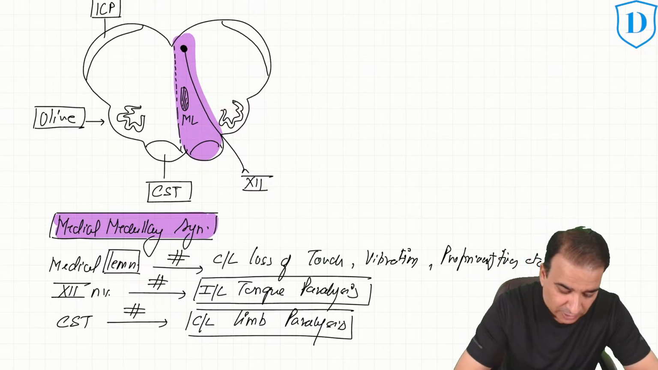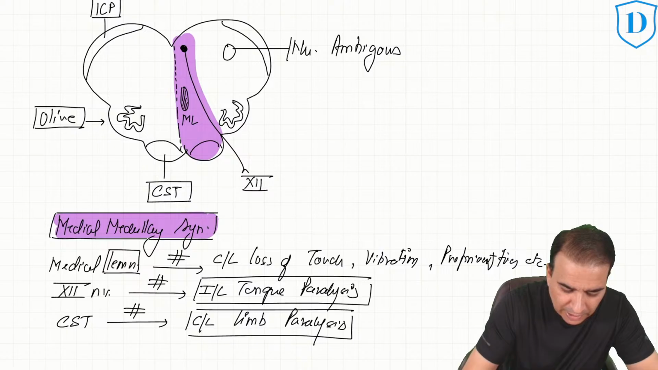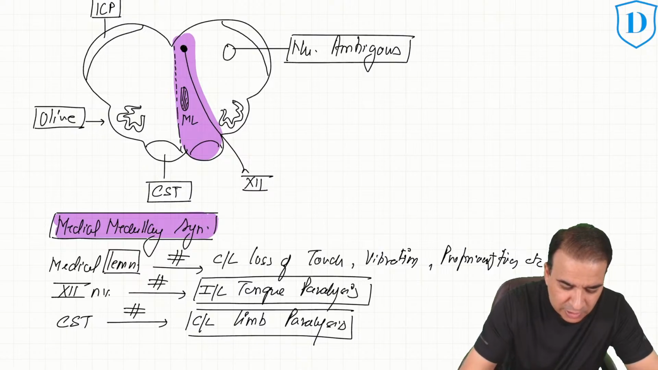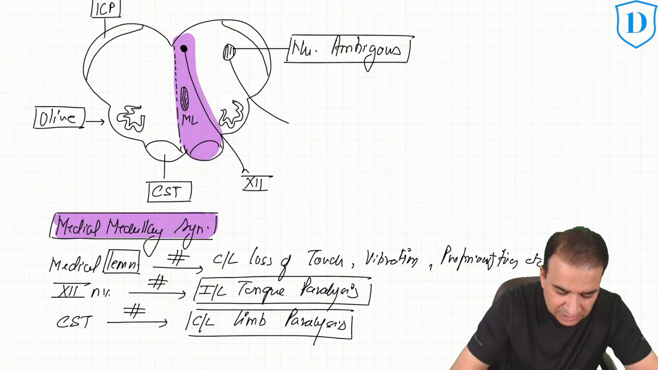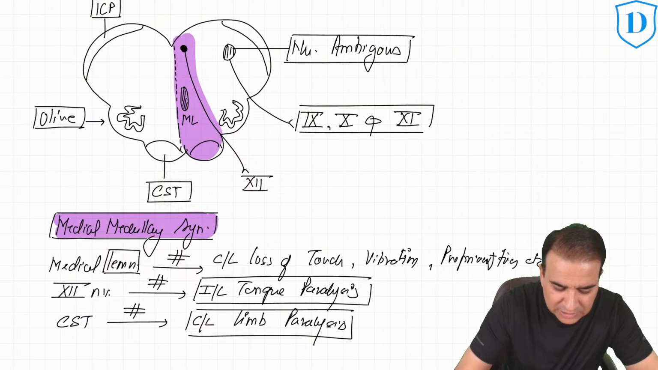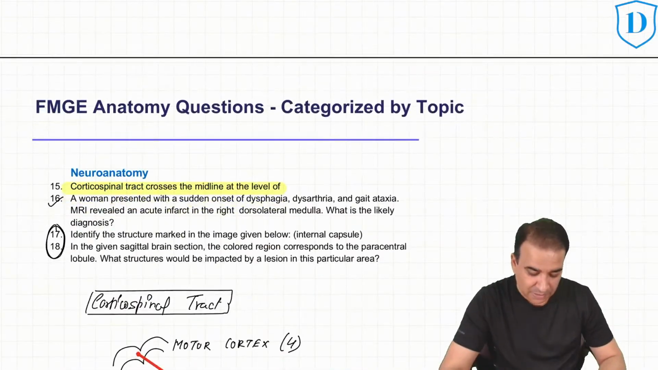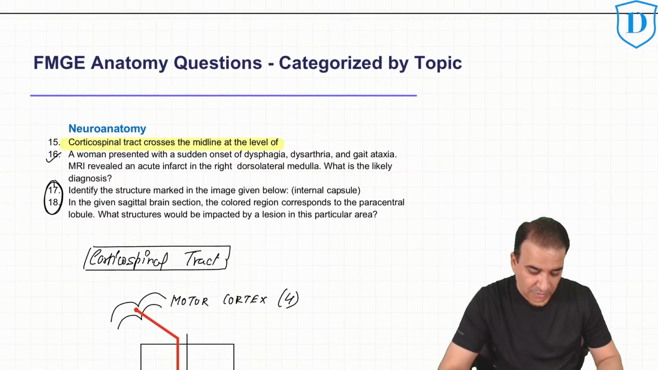First of all, there is a nucleus present here called the nucleus ambiguus. I hope you know that the nucleus ambiguus is a common nucleus from which nerves come out. It's the 9th, 10th and 11th nerves that are seen coming out of the nucleus ambiguus.